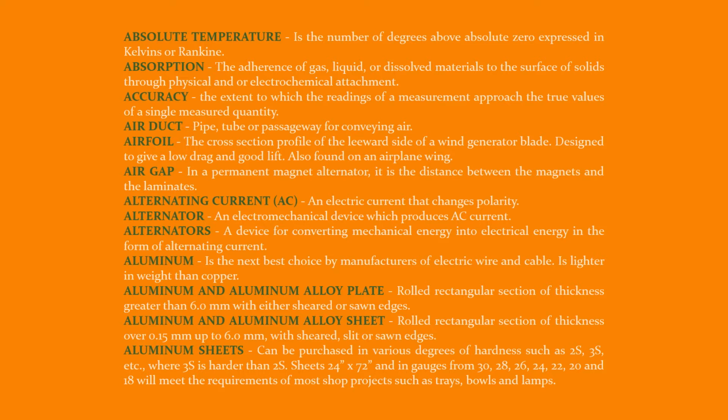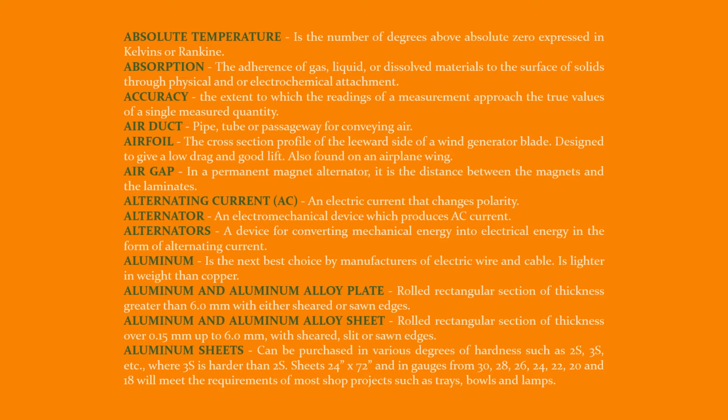Aluminum is the next best choice by manufacturers of electric wire and cable. Is lighter in weight than copper. Aluminum and aluminum alloy plate. Rolled rectangular section of thickness greater than 6.0 mm with either sheared or sawn edges. Aluminum and aluminum alloy sheet. Rolled rectangular section of thickness over 0.15 mm up to 6 mm. With sheared, slit or sawn edges.